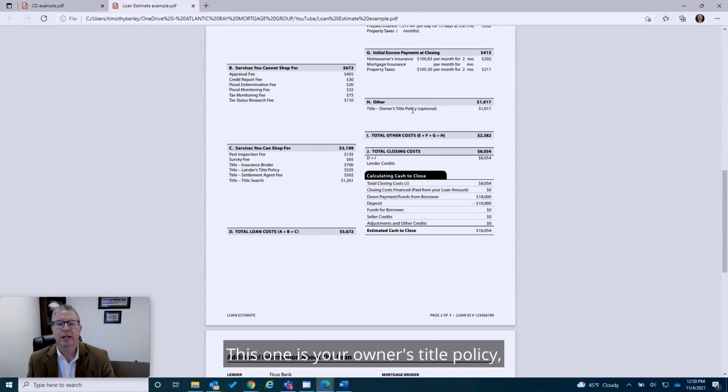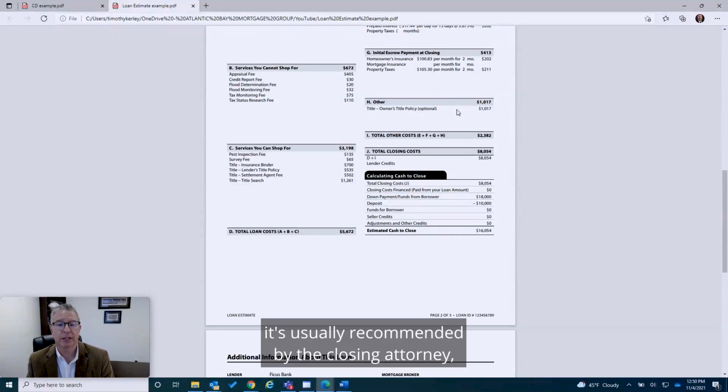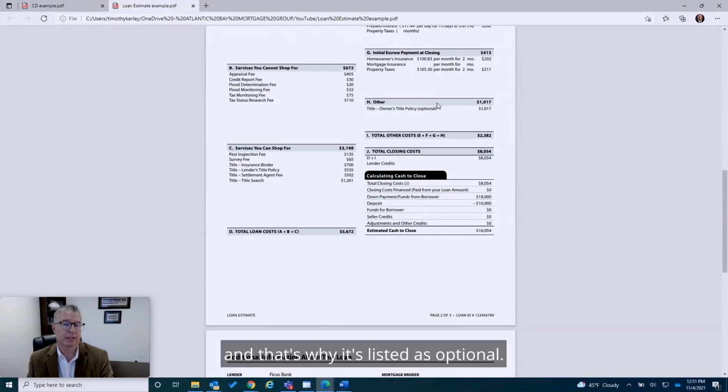This one is your owner's title policy, and you'll notice it says optional. So that is not something that's required for the loan process. It's usually recommended by the closing attorney, and that's why it's listed as optional. So that is the projected fee in this case.